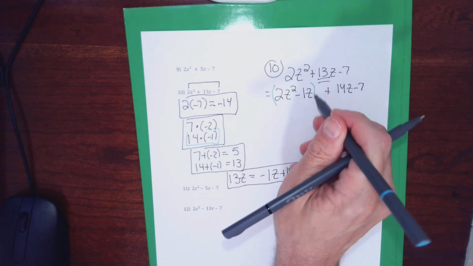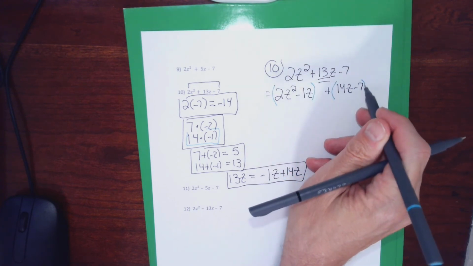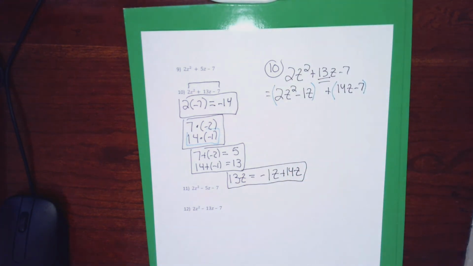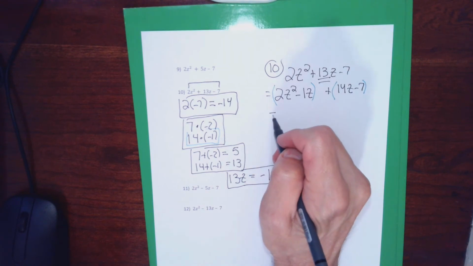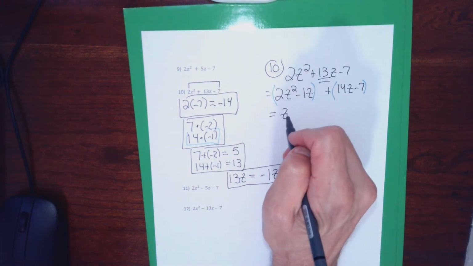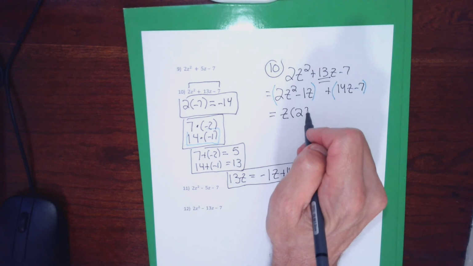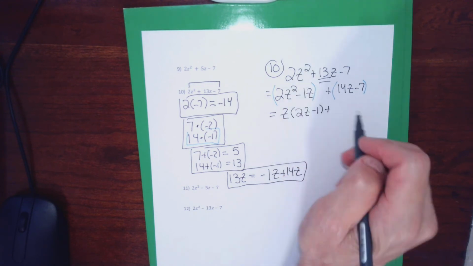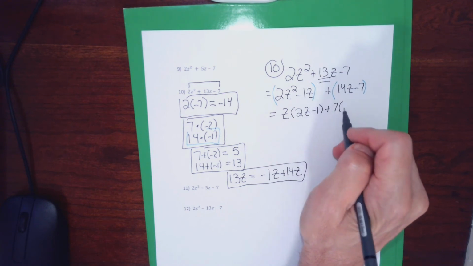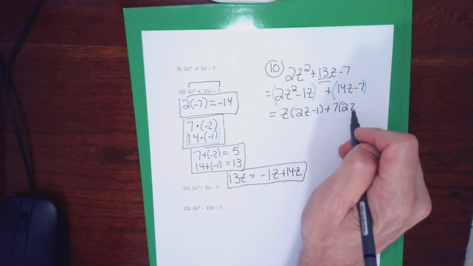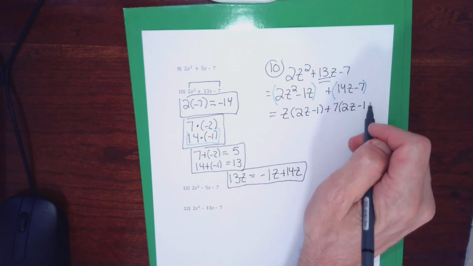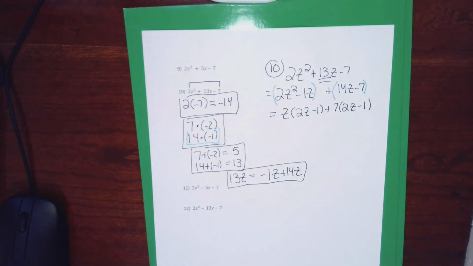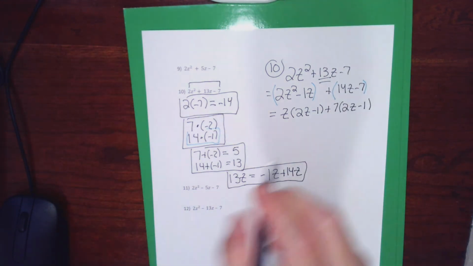Introduce a parentheses. The sign stays in front of the second parentheses when there's a plus there. Now, common factor a z from the first parentheses. Common factor a 7 from the second parentheses. And when you do this step, you have to get identical parentheses. If you do not get identical parentheses, you have a mistake in your work.